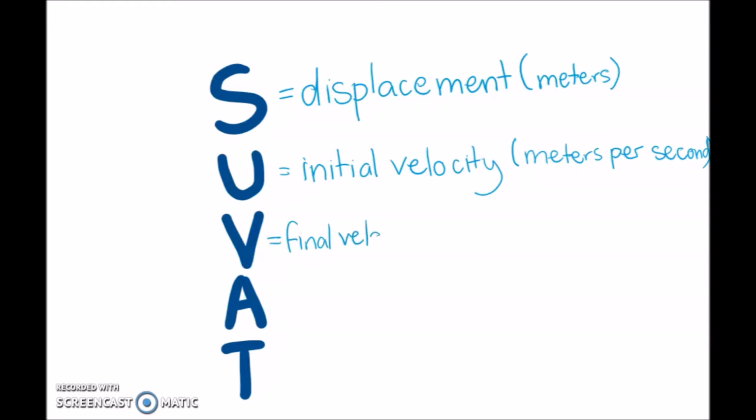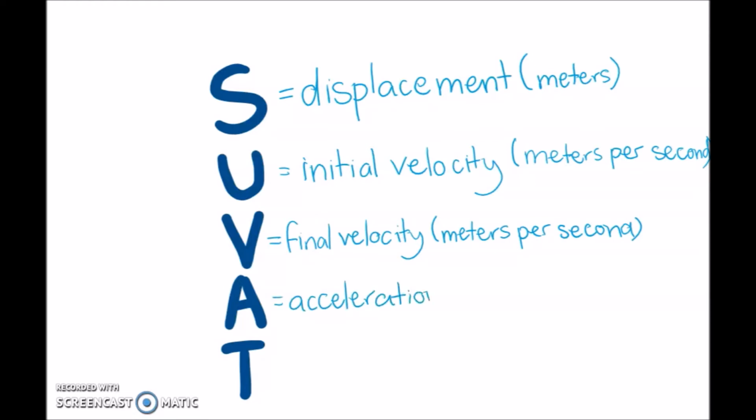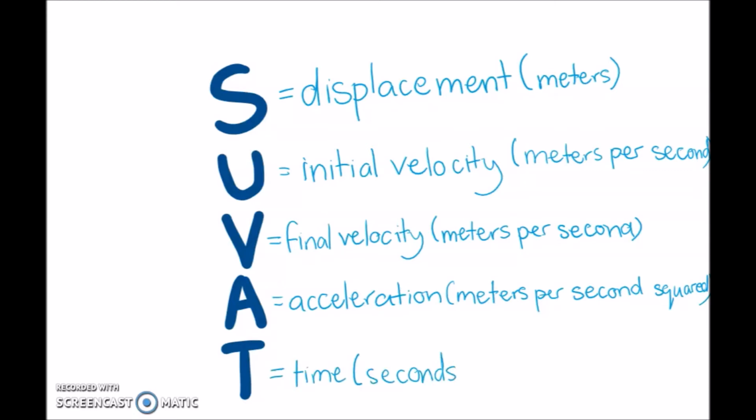This V here stands for final velocity, which is at the end of the question, what velocity is it at, and it's also measured in meters per second as its standard unit. Acceleration is the rate at which something gets faster or slower, and that is going to be measured in meters per second squared. Do not leave out the squared, it's very important to get your units correct. As for T, you probably guessed, it stands for time, and time is measured in seconds also.